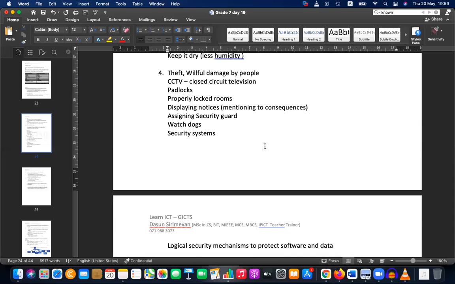Sir, for theft, can we put properly locked rooms and display notices? Can you repeat the question again? Sir, for willful damage by people, can we put properly locked rooms and display notices? Yes, can use.